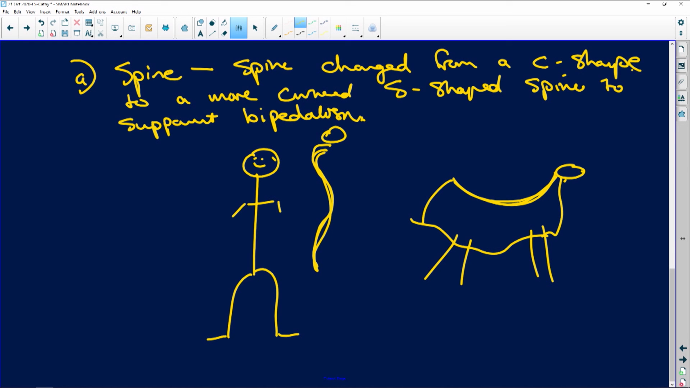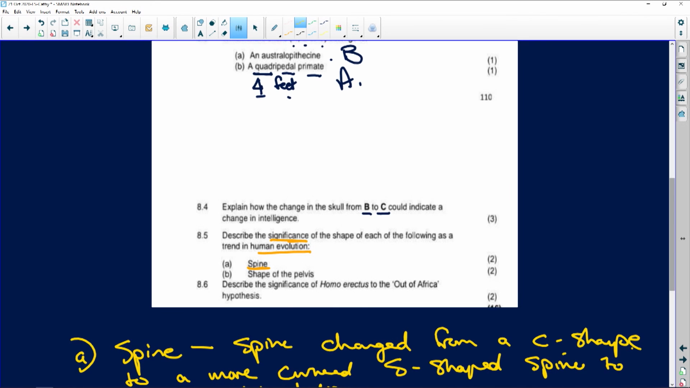Okay, last question. And when we talk about the shape of the pelvis, think about this. The shape of the pelvis now has to carry everything, all the weight. So the pelvis became shorter and wider versus the longer, narrower pelvis of your quadrupedal animals.